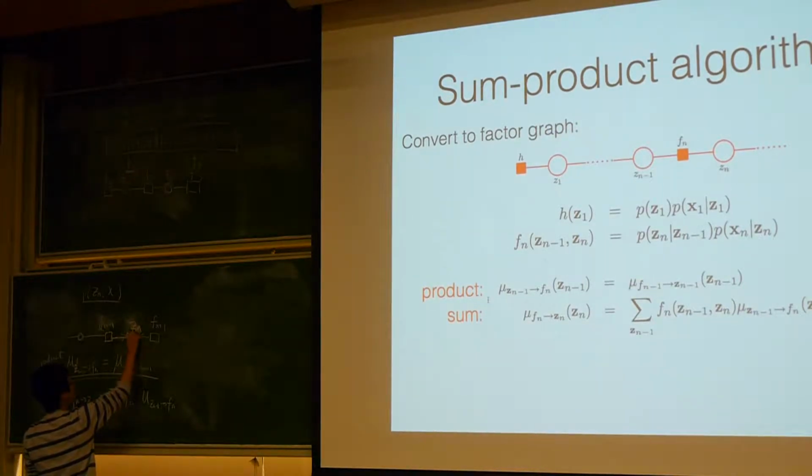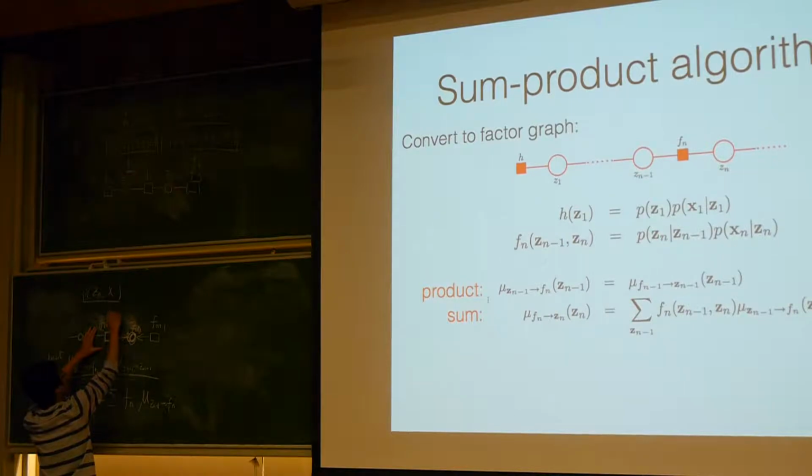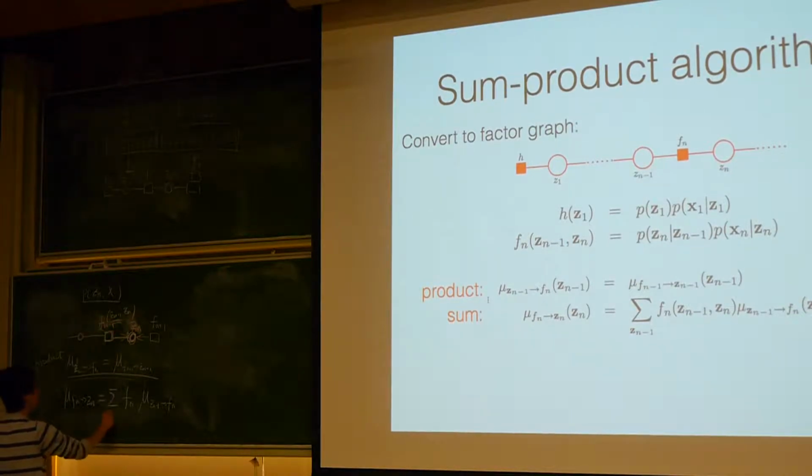So for calculating the message to Zn, because this is a function of Zn minus 1 and Zn, we have to calculate the summation over Zn minus 1. This is why we have the sum here. Because of this chain structure, the sum product algorithm becomes quite simple.